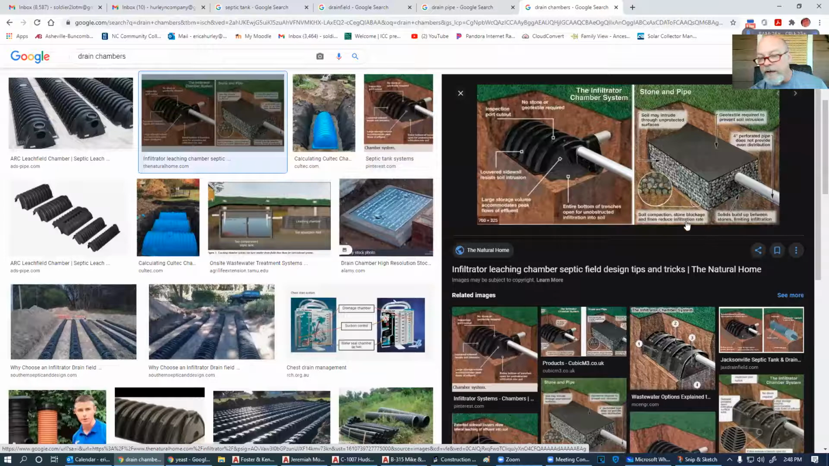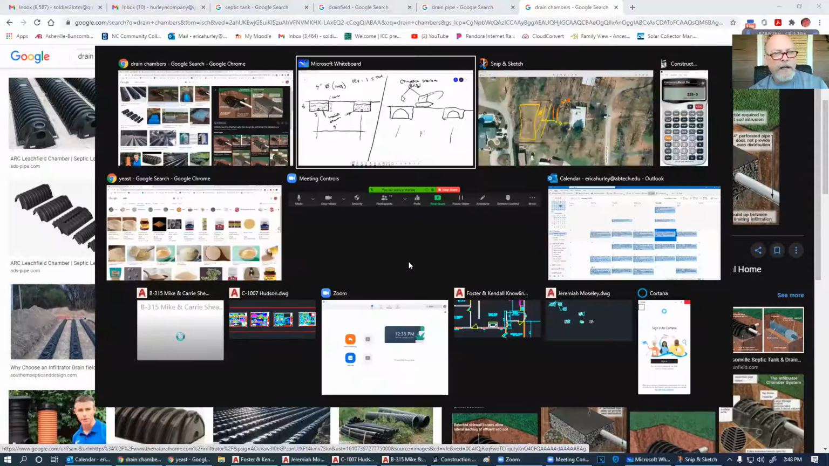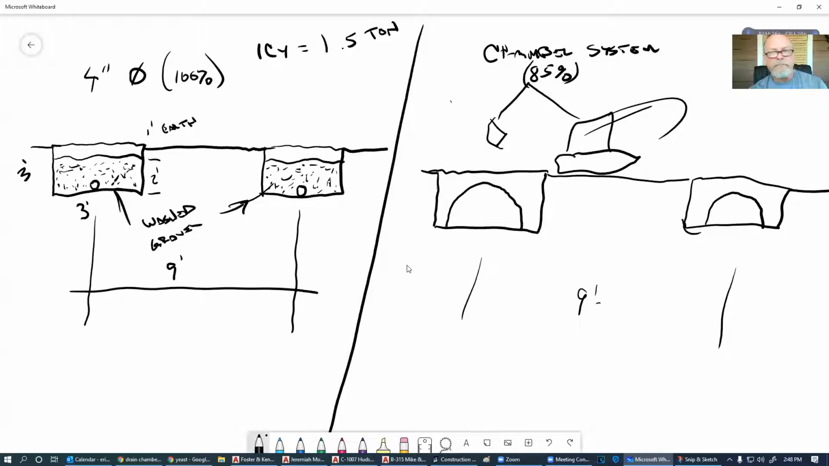I guess I should have found this here first. So there's your conventional type, and there's your chamber system on there. So there you go. Any questions about this?